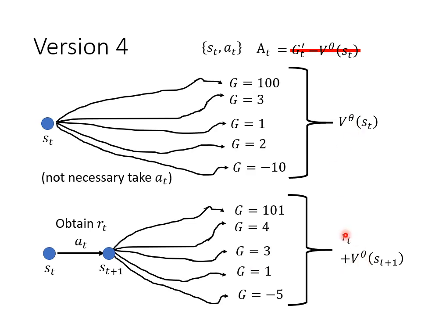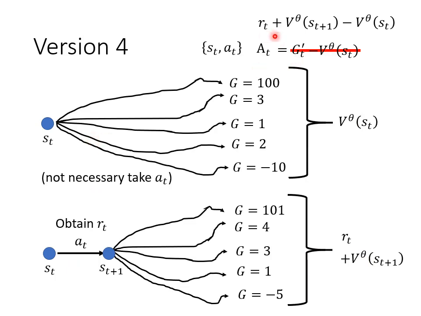Then, we have to subtract the average reward from it. So we replace GT prime with RT plus v theta of ST+1, and subtract v theta of ST from it. This formula measures how much better it is to take this action AT than to make a completely random action at this stage, which is sampled randomly from the distribution. If RT plus v theta of ST+1 is larger, AT is better than average. If RT plus v theta of ST+1 is less than v theta of ST, AT is worse than average. It's worse than a random sample from the distribution.